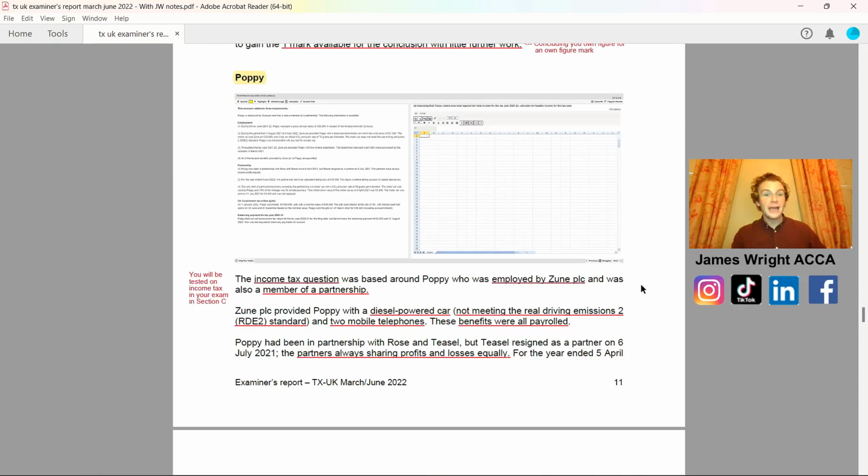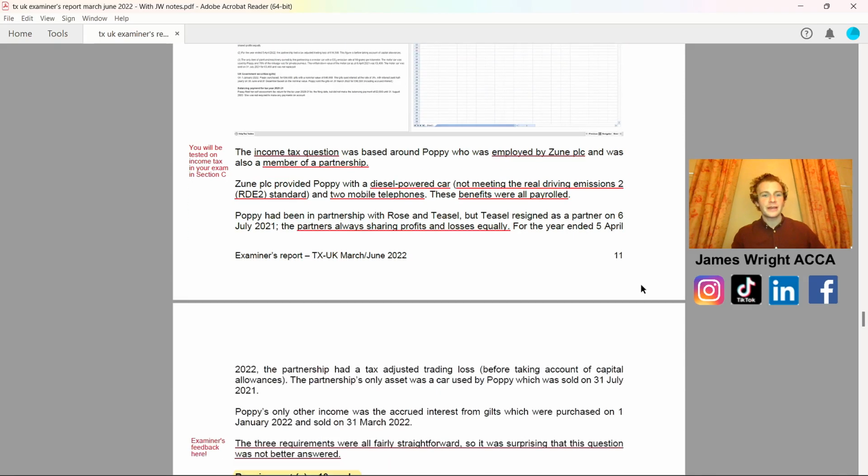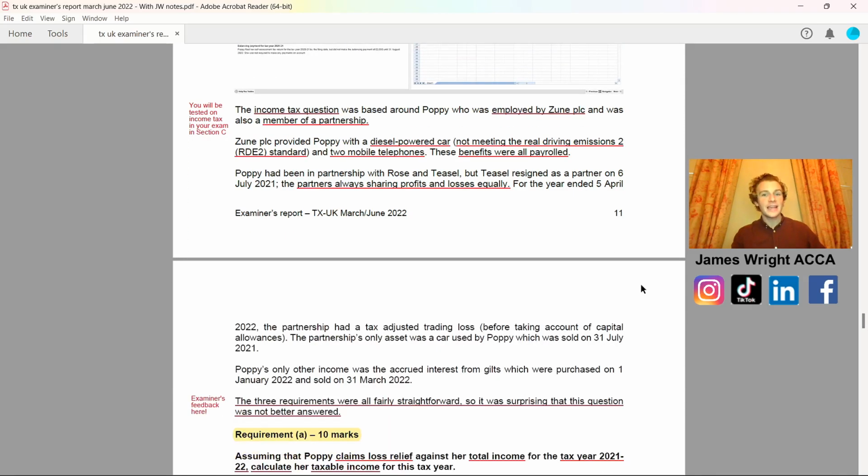The next question we had was for Poppy, that you can see on the screen now. And again, this was an income tax question, so you'll be tested on, and this is a massive thing for you to get written down, in section C, you will be tested on income tax, so please expect that it'll come up. But it depends on what sort of style of income tax. So we had some employment here from Zoom PLC and also a member of a partnership.